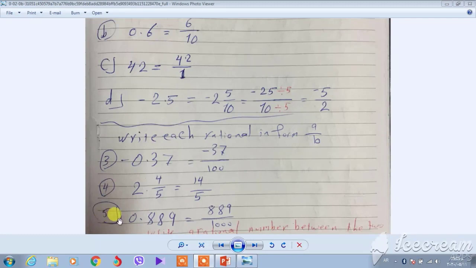And in practice 5, we have 889 thousandths. How can we write it as a ratio a out of b? You have 889 out of 1000, students. Because we have a positive sign, or we don't have any sign, it means we have a positive sign. That is also positive. But there we have a negative sign, also there we have a negative sign.